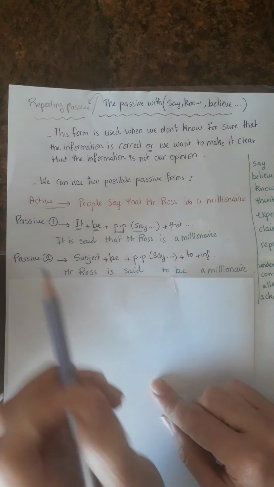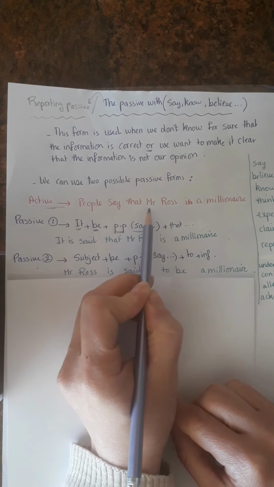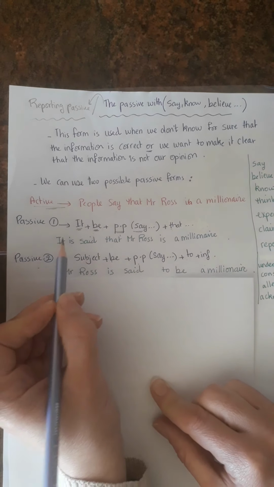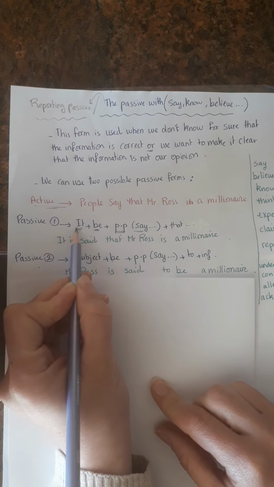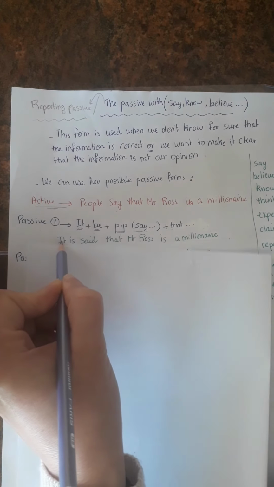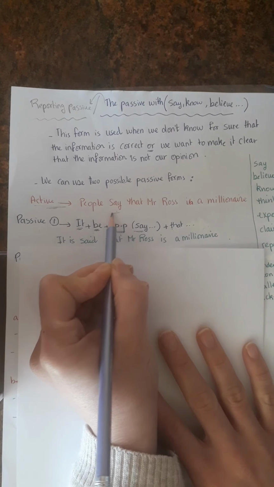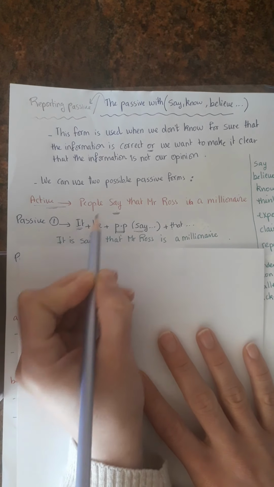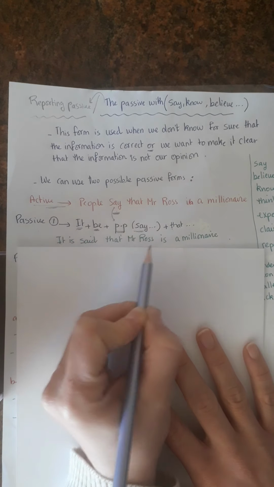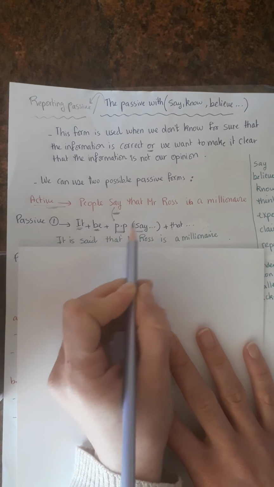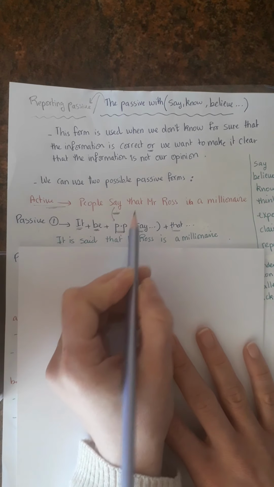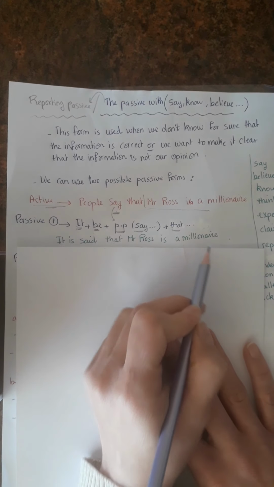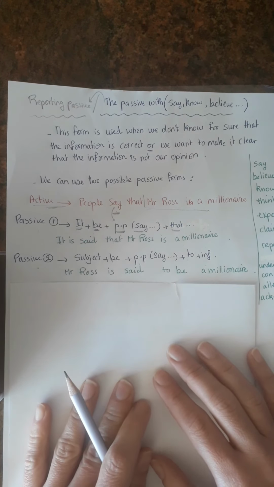Let's see how. For example, people say that Mr. Ross is a millionaire. According to the rule, we are going to start the new sentence with it. Now, because the verb say is in the present simple tense, we use is. It is. Say is supposed to be in the past participle form. It is said that, then we finish the sentence. It is said that Mr. Ross is a millionaire.